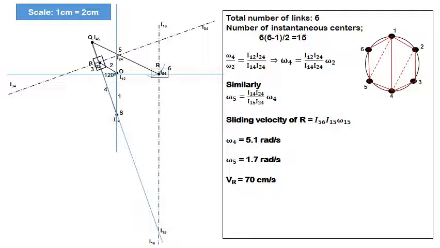So this instantaneous center method compared to relative velocity method is very simple to solve, but the problem with this instantaneous center method is you can find out the velocity values only. You cannot calculate acceleration, or you cannot plot velocity acceleration polygon.